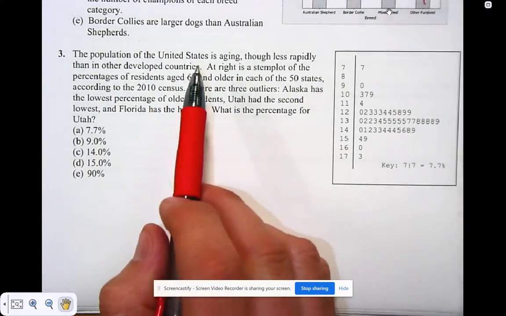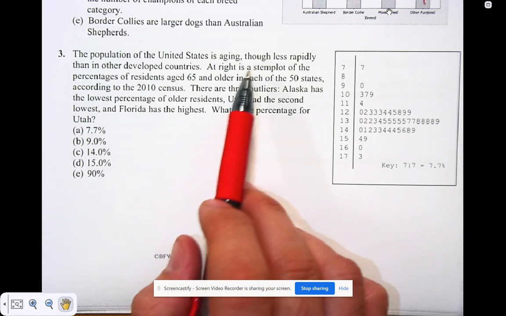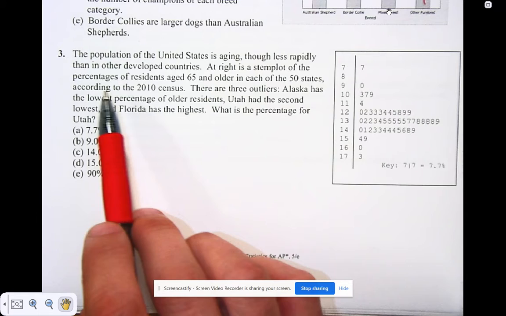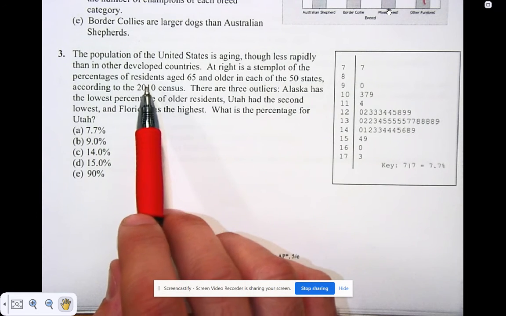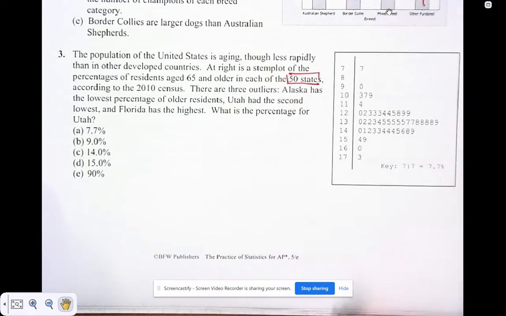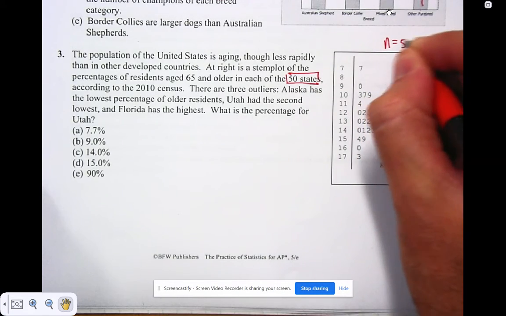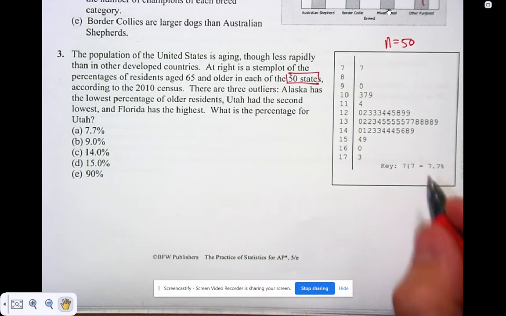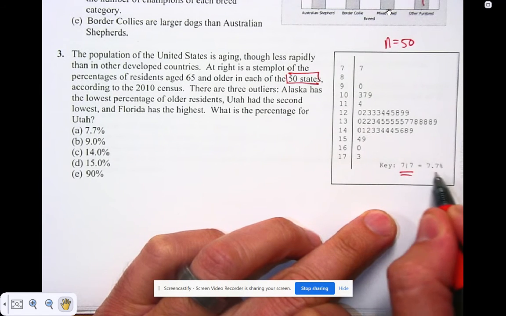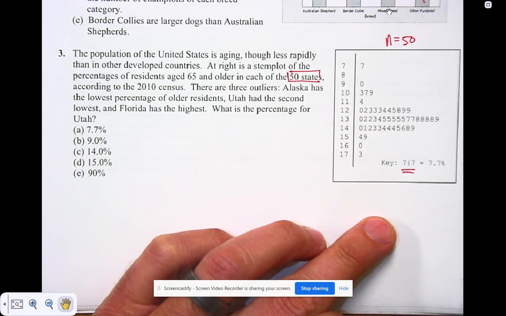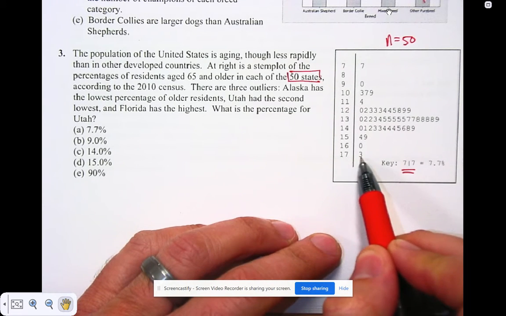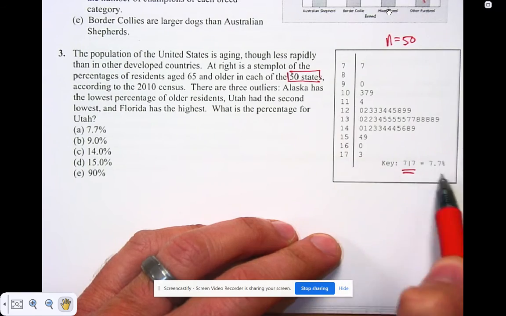You've got the population of the U.S. is aging, though less rapidly than in other developed countries. At right is a stem plot of the percentages of residents age 65 and older in each of the 50 states. Okay, so you have 50 data points, and for each data point, remember to look at your key, it tells you that 7/7 is representative of 7.7%. That's how you read that. So this point right here, 17 with a 3, would be 17.3%.